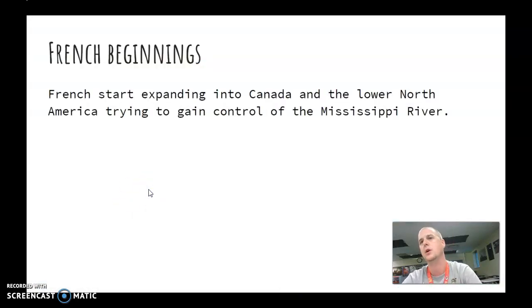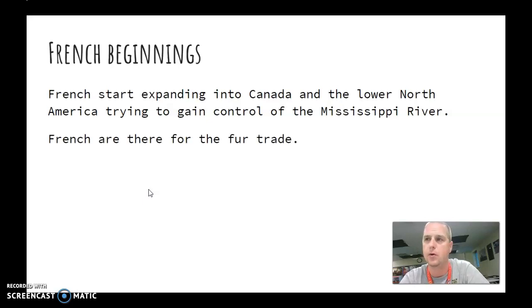So, the French beginning. The French start expanding into Canada and the lower North America, trying to gain control of the Mississippi River. And they are basically there to control the fur trade. The beaver pelts that are there are very, very valuable and a fashion commodity back in Europe. And so the French aren't really there to occupy and grow the colony in population size. They are just looking to trap furs and to sell them and trade them.